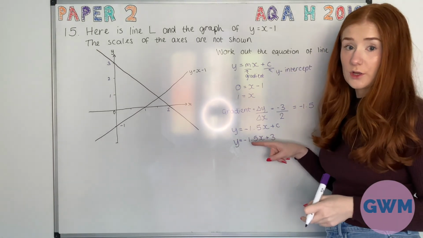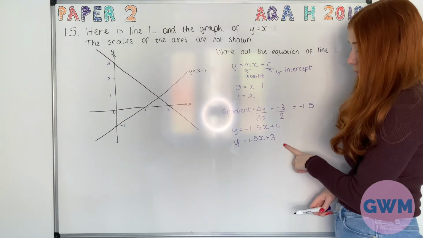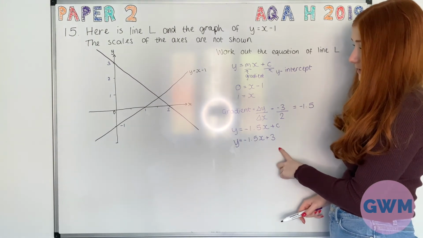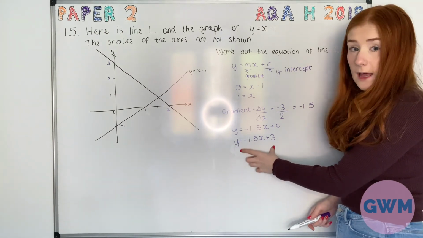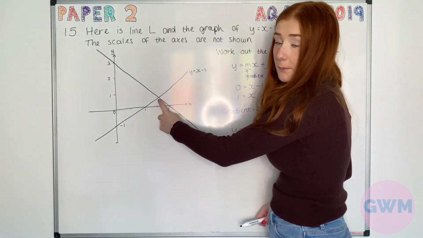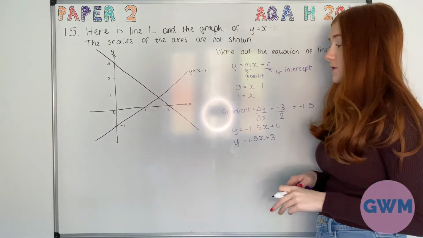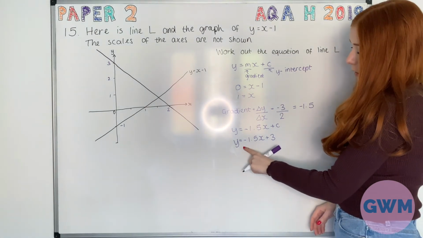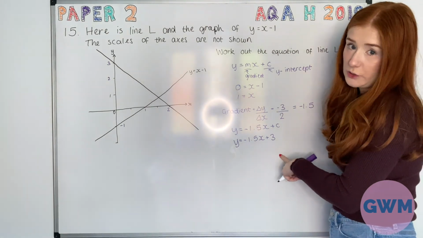The other option for working out the gradient would be to determine your y-intercept, so you'd have y equals mx plus c, and then you can set that line equal to this line, and because they cross at that point, you will be able to derive m from that. We've done it this way, and our answer is y equals minus 1.5x plus 3.